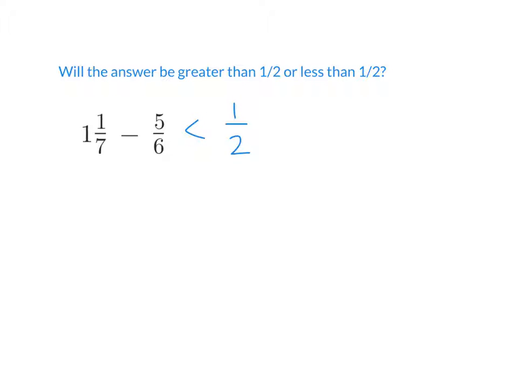Imagine for a second the problem didn't start with 1 and 1/7. It just started with 1. What would I need to take away from 1 to make it exactly 1/2? 1/2, right? Because we know that 1 minus 1/2 equals 1/2.